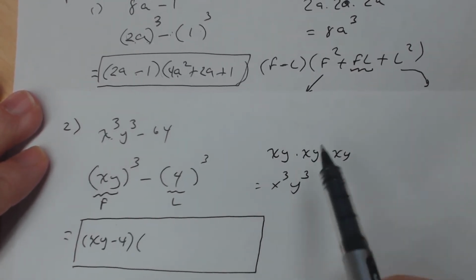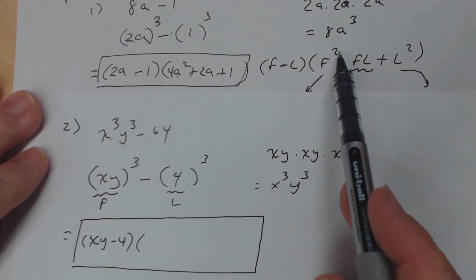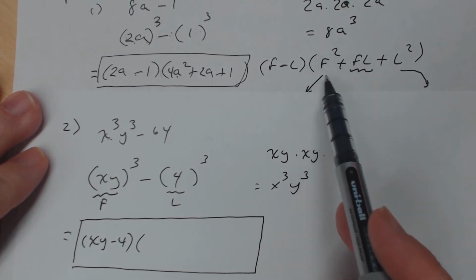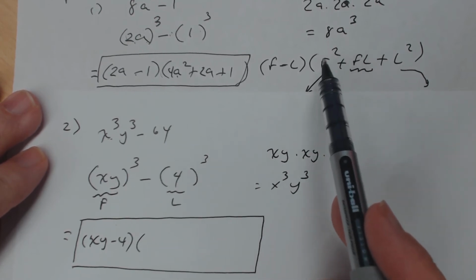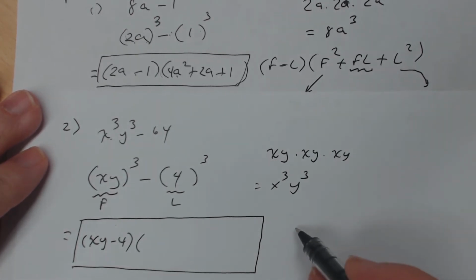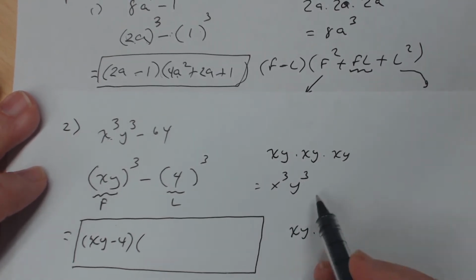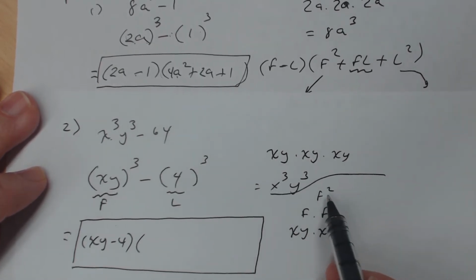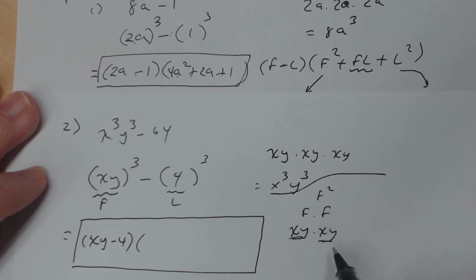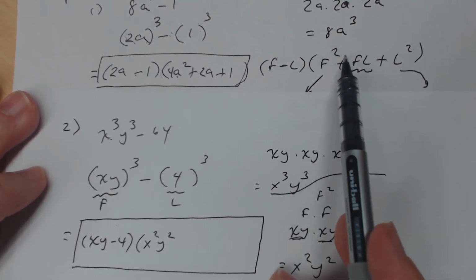Times, all right, now your trinomial. To find your trinomial, you may need to do some work here. This says I take the first term, which in this case is xy, and I square it. In other words, I multiply it by itself twice. So actually write it out: xy times xy. F times F, that's your F squared. That's xy times xy, which is x squared y squared. So that goes here, x squared y squared. That's your first term of that trinomial.